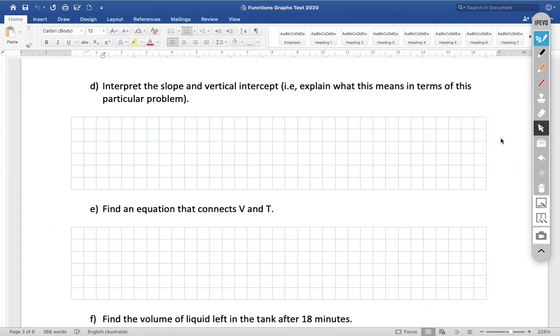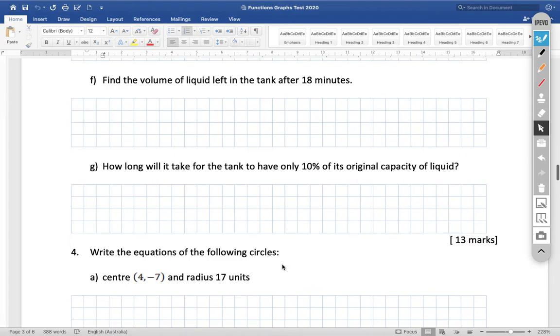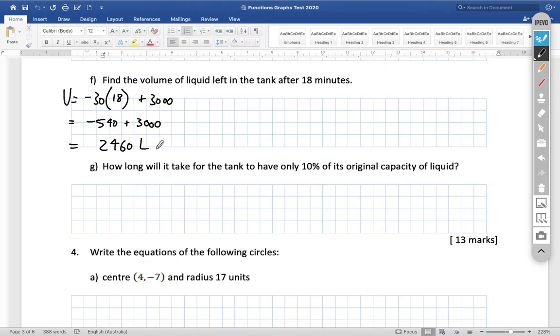Right, moving down the page, find the volume of the liquid left in the tank after 18 minutes. Volume was minus 30. Now t is 18, so I'm multiplying by 18, plus 3,000. 3 18s are 54, but you've got 30 18s, 540, plus 3,000. You're left with 2,460 litres.